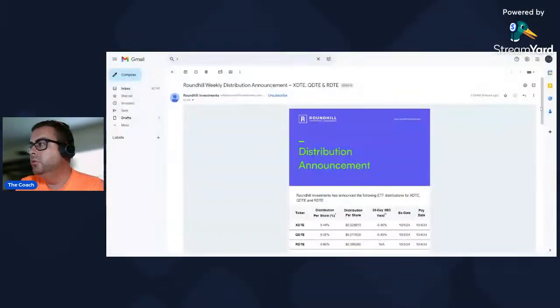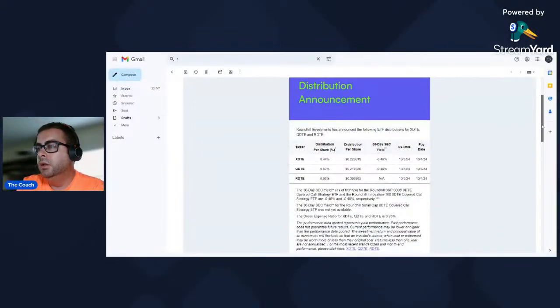So today we're going to discuss the Roundhill's weekly zero-date expiration dividends, which were declared at about 6 o'clock this morning. So let's go right into this. I get an email every week when these dividends are declared. So let's see what we got. We got 3 funds now instead of 2. We've had the RDTE fund now for about 2 weeks. Or at least 1 week.